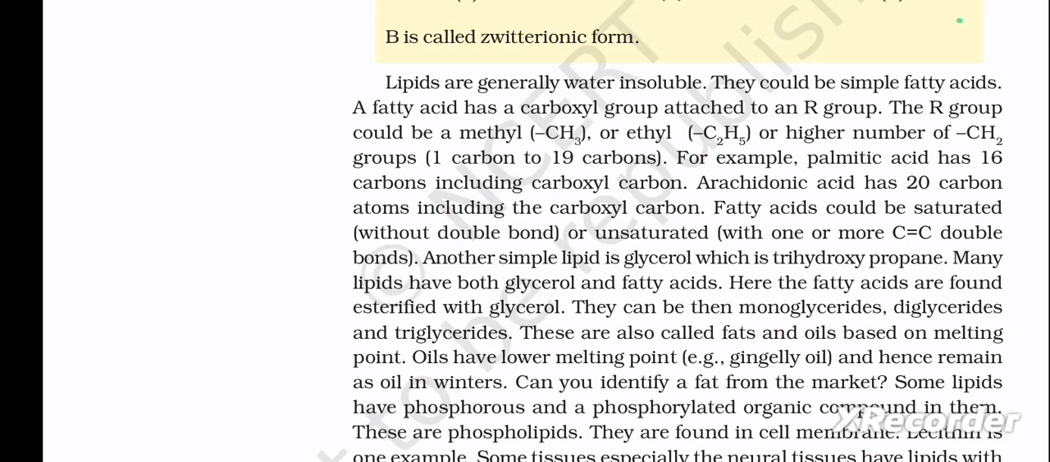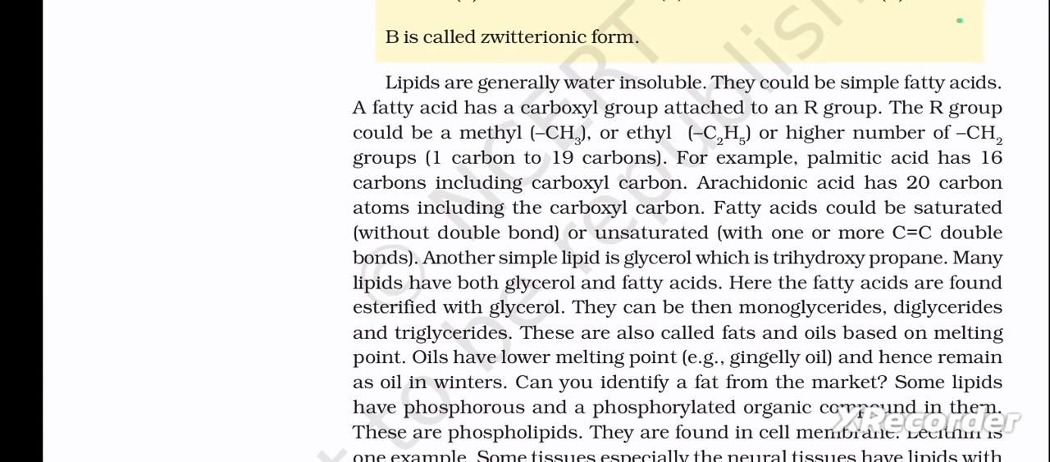These are also called fats and oils based on melting point. Oils have a lower melting point, for example gingerly oil, and hence remain as oil in winters. Can you identify a fat from the market?